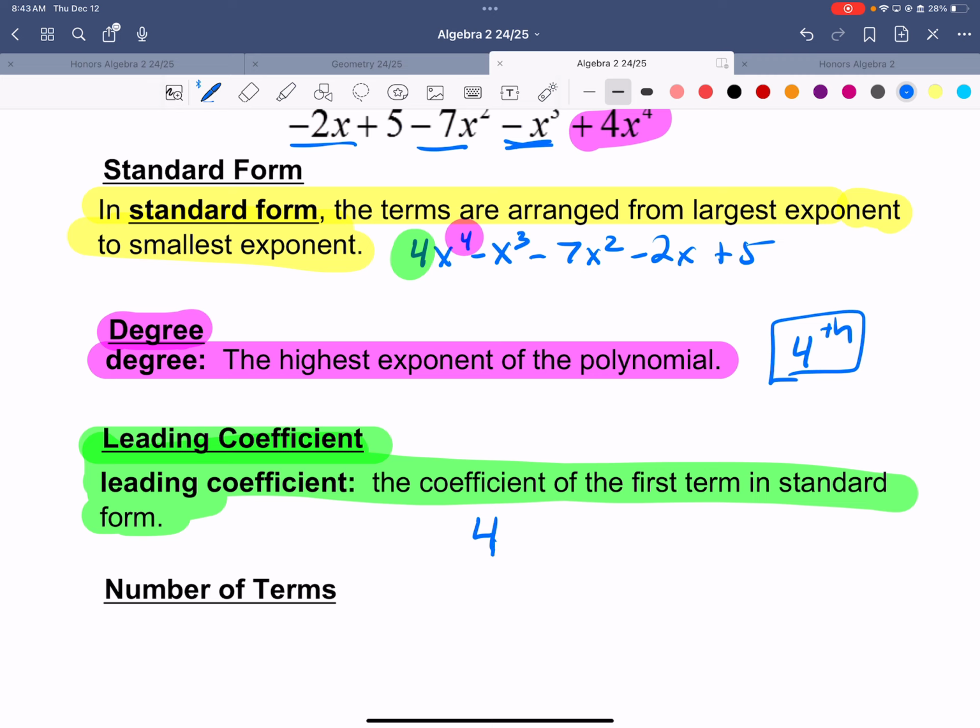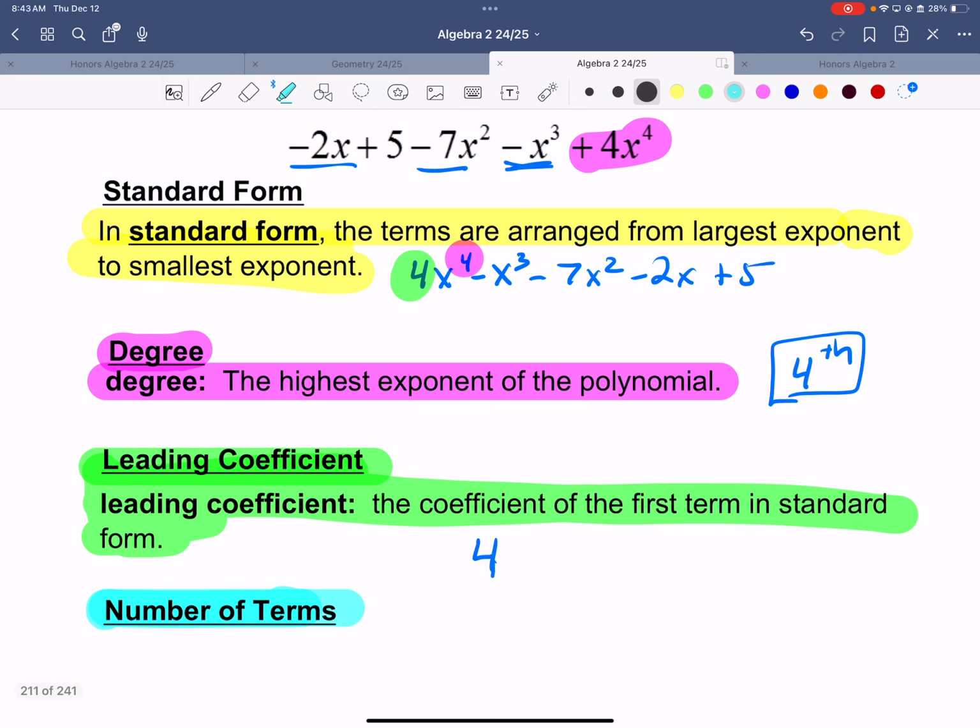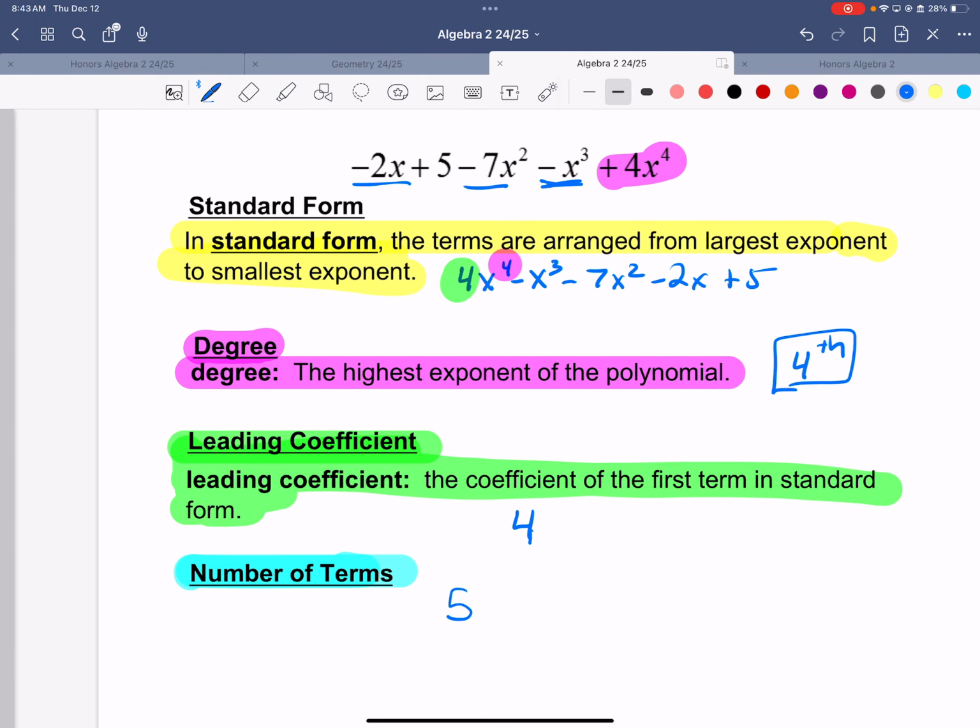That makes sense? Last one, self-explanatory, I hope. Number of terms is exactly what it says it is. It's the number of terms. So this polynomial has 1, 2, 3, 4, 5 terms. So when it asks for the number of terms, it's just the number of monomials that are in there. So in this case, there are 5 of them.